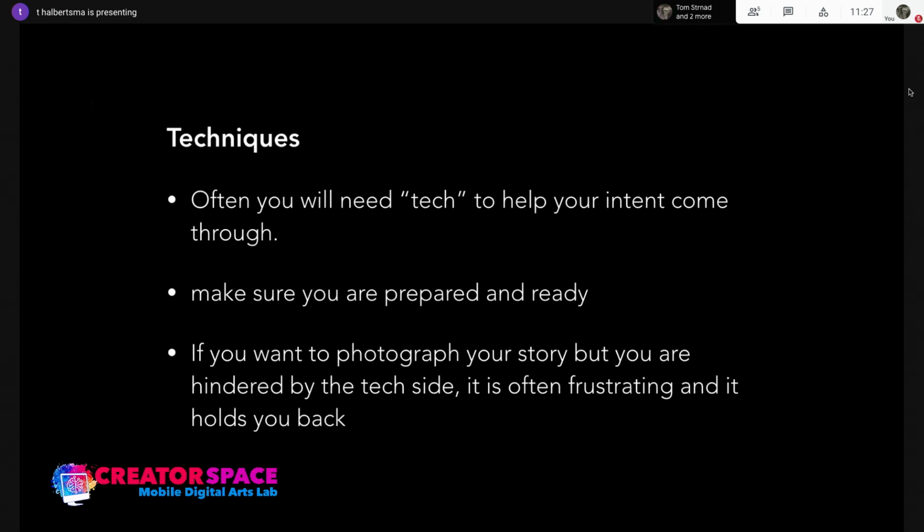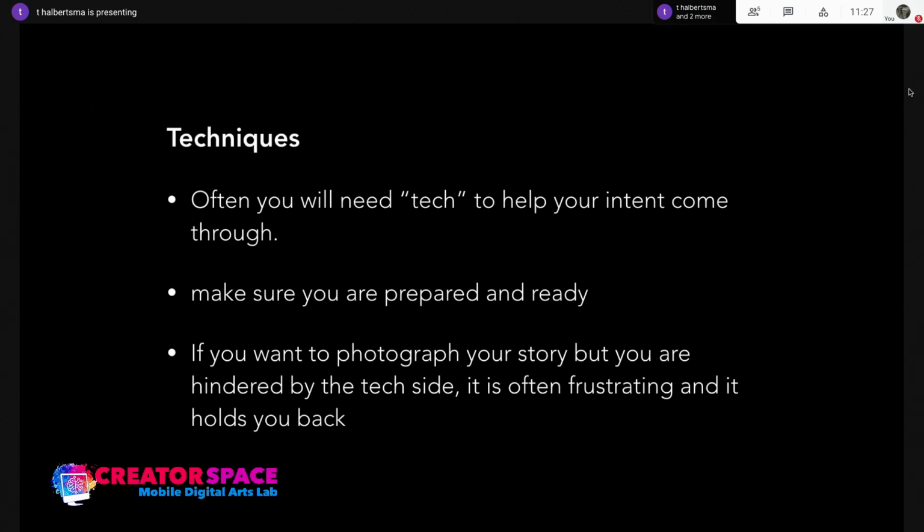So make sure you are prepared and ready. That really helps you, because when you prepare and you execute your plan, then at least you know what you're going to do. If you still have to find it out and your technical side is not up to par, then you are having a little bit of trouble. If you want to photograph your story, but you are hindered by the tech side, it's often frustrating. Well, that's very obvious.